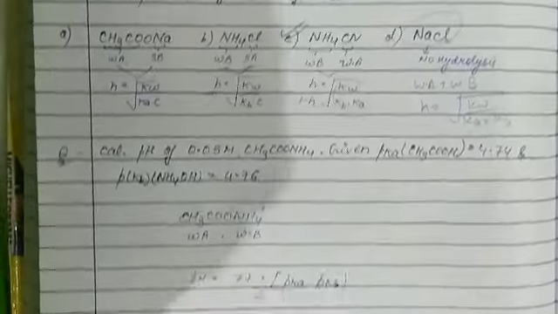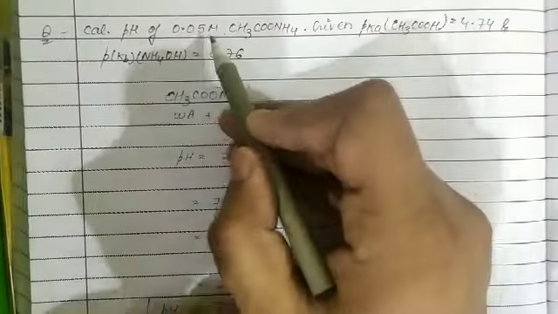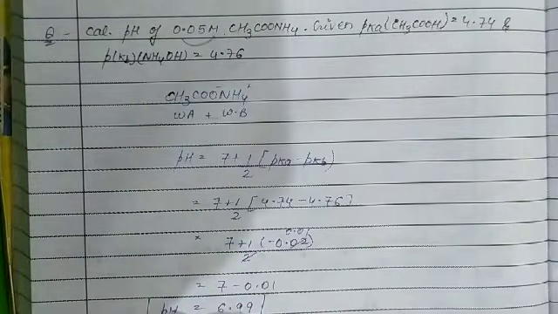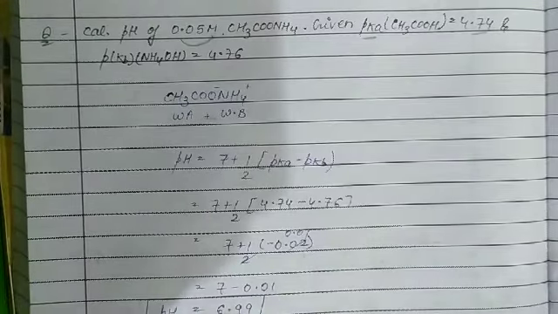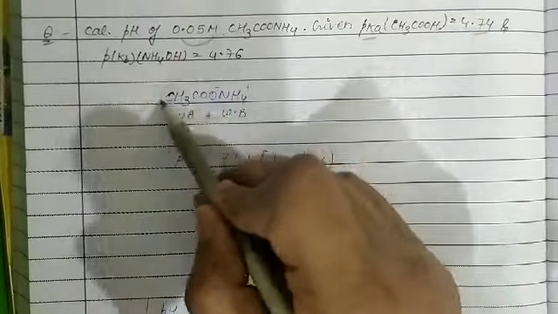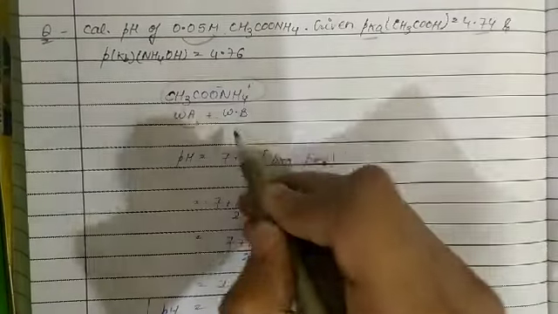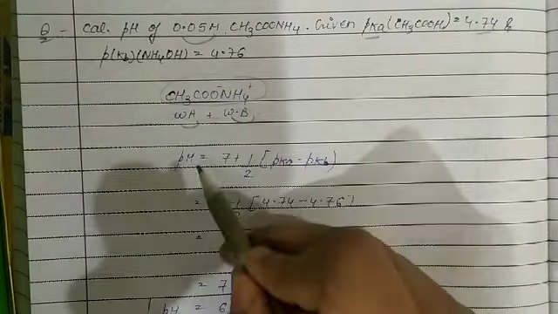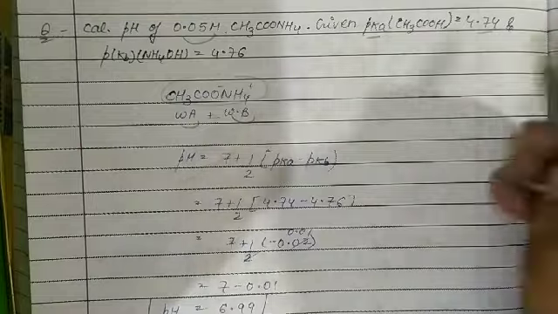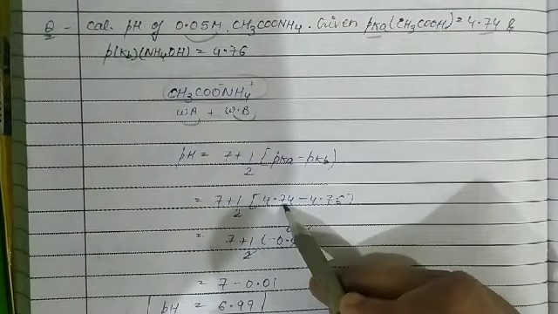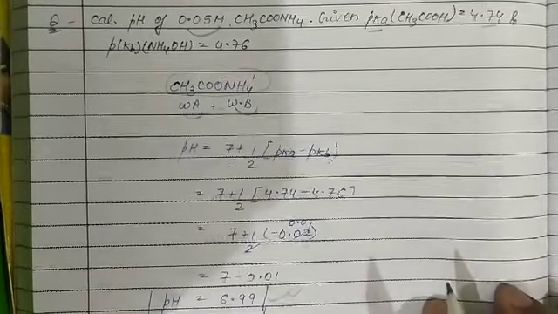See the next question. Calculate the pH of 0.05 molar CH3COONH4, given the pKa value and pKb value. As we can see, CH3COONH4 is a salt of a weak acid and a weak base. In this case, pH will be equal to 7 plus half of (pKa minus pKb). We have both values, pKa and pKb. Now put the values of pKa and pKb. On solving, we get the pH equal to 6.99.